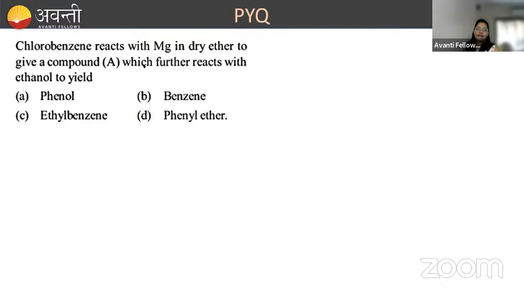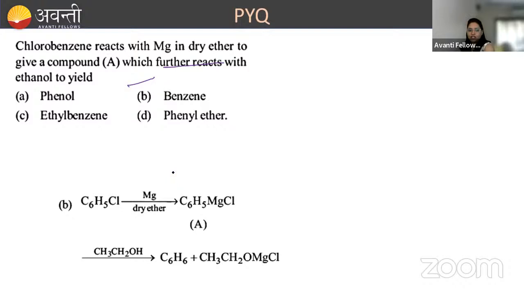Next, chlorobenzene reacts with magnesium in dry ether to give a compound A which further reacts with ethanol to give. So this reaction is very easy again. React chlorobenzene with magnesium and dry ether, you will get our Grignard reagent. If you react the Grignard reagent with alcohol, what will you get? You will get free benzene, and our Grignard reagent will form a complex with it. This is our benzene molecule. So the answer is B. Very simple and important reaction. Okay, this type of reaction can also come in the exam.